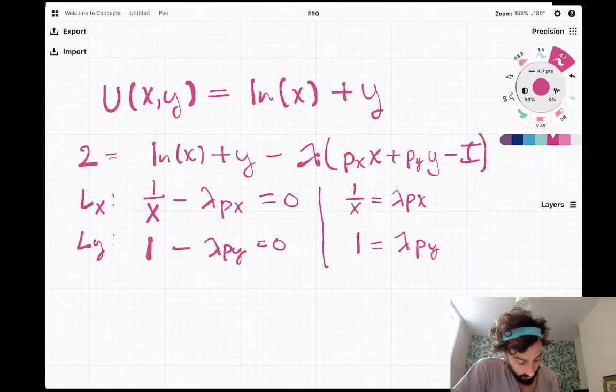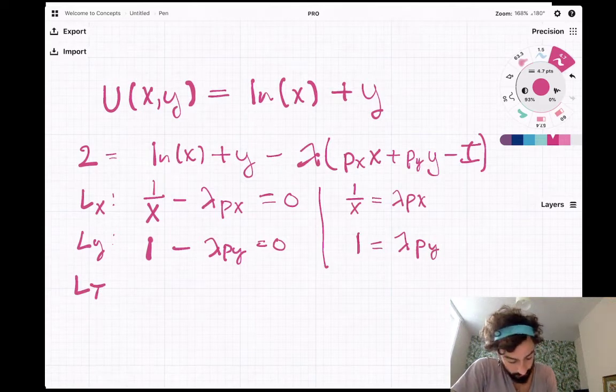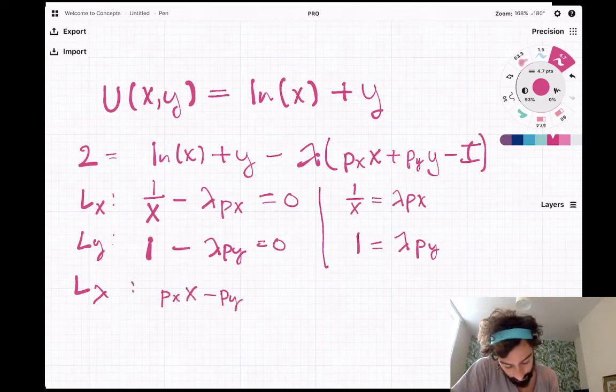And then finally, of course, we have our Lagrange multiplier additional first order condition. So now we look at lambda. And we can write that as just the budget constraint again, which is just that p_x x plus p_y y is equal to I.